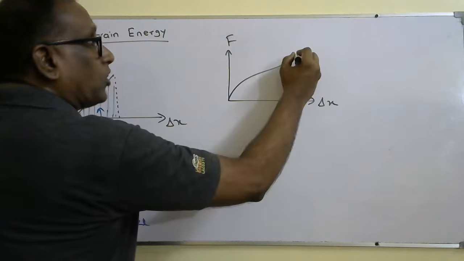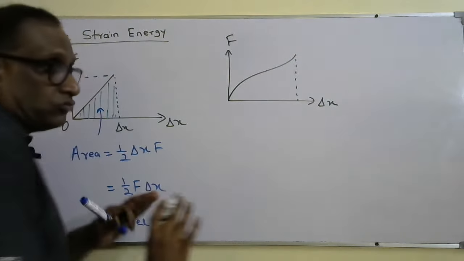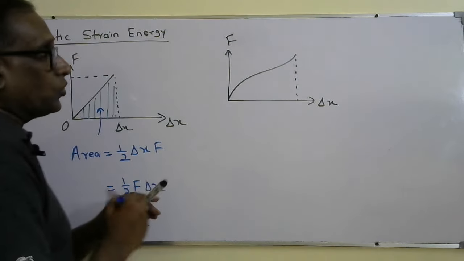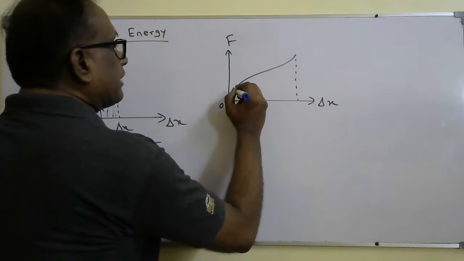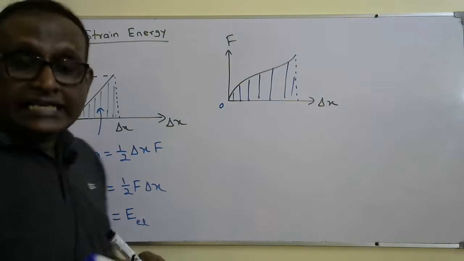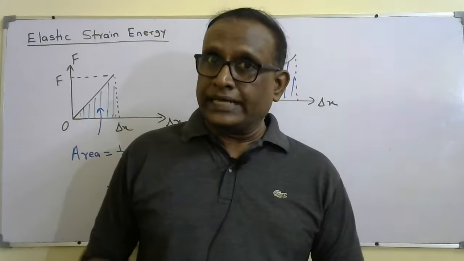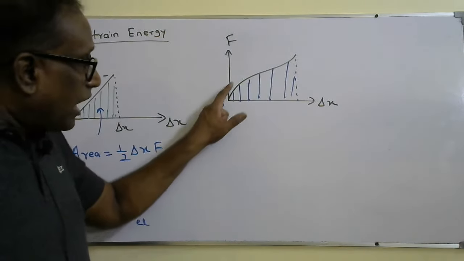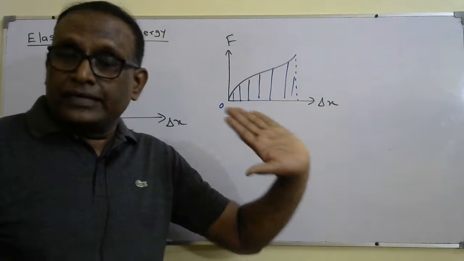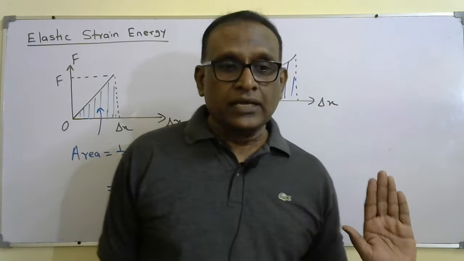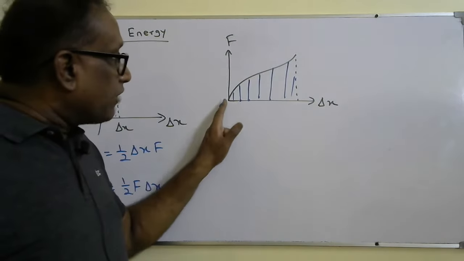So here also, the area under the graph won't satisfy this equation, but the area under the graph gives the energy stored in the rubber. Remember that, again I am telling. When we consider rubber, it never obeys Hooke's law, so there won't be any straight line portion, but the graph will be a curve.